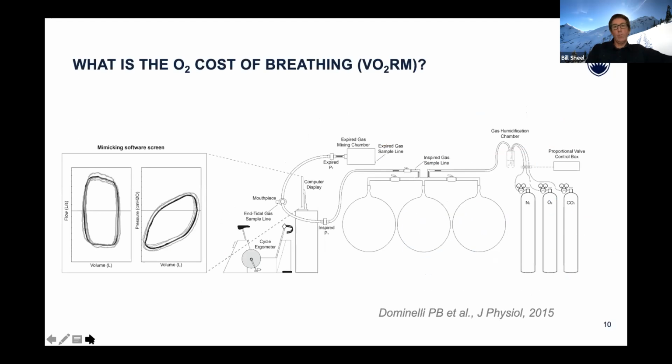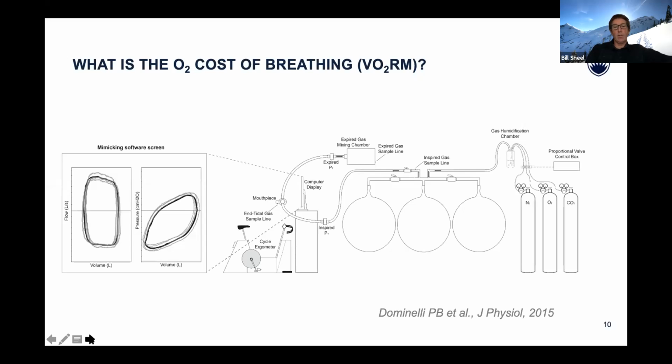Okay, so following that, how much does it cost to breathe in terms of oxygen consumed? This is a little bit of a difficult question to address in a human, but the way that we did this, we had subjects come to the lab. They were instrumented with those balloons that I mentioned. They performed an incremental exercise test to exhaustion. We recorded pressure, volume, flow, timing, pattern of breathing.